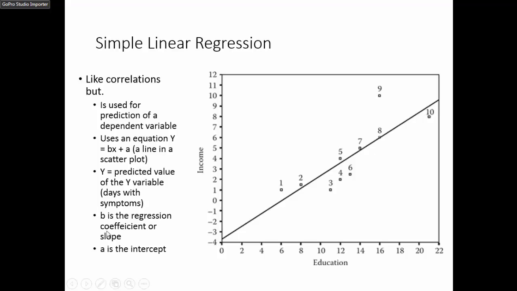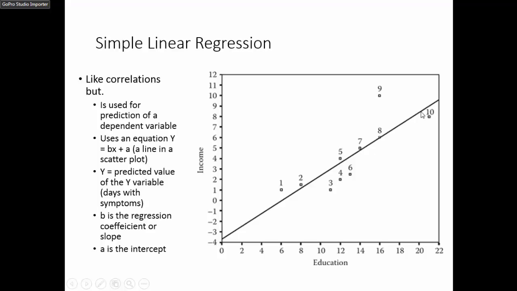B is the regression coefficient or the slope, so that is r. And A is the intercept or where it crosses 0. So you can see in this scatter plot here, we have a bunch of 10 points looking at education and income. The y-intercept, where the line crosses 0 to the very far left, is somewhere around negative 3.5. So that's going to be A.